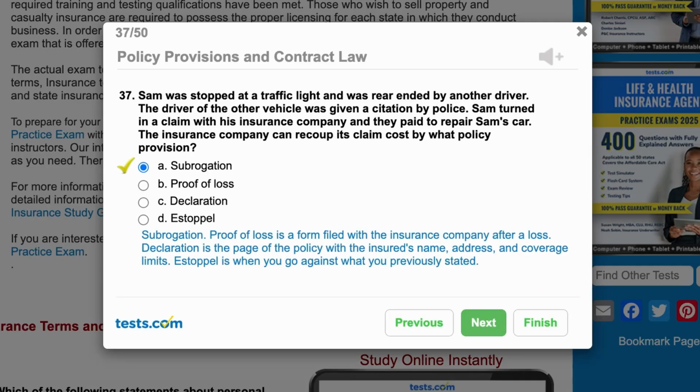Proof of loss is a form filed with the insurance company after a loss. Declaration is the page of the policy with the insured's name, address, and coverage limits. Estoppel is when you go against what you previously stated.